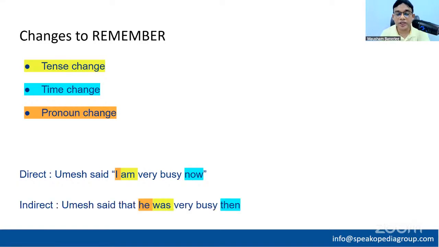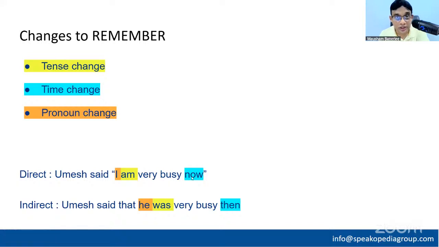Now, if I change it to indirect, it will look like this. Umesh said that, now see, I becomes he. This is the interesting part. I want you to observe very carefully. Don't be in any hurry. I becomes he. There is a change of pronoun. Am becomes was. There is a change of tense. And now becomes then. So in indirect speech, I cannot say, Umesh said that he is very busy now. Then it is wrong.